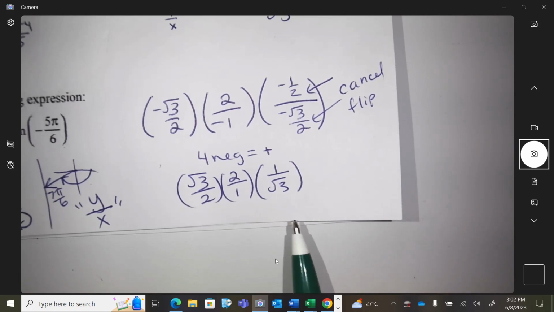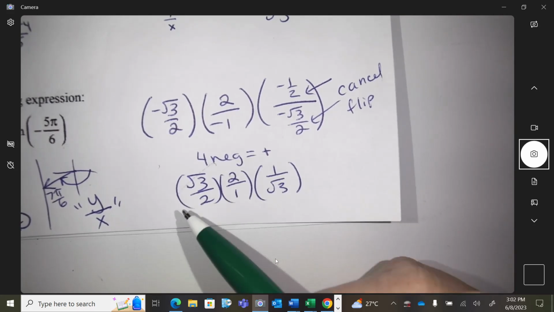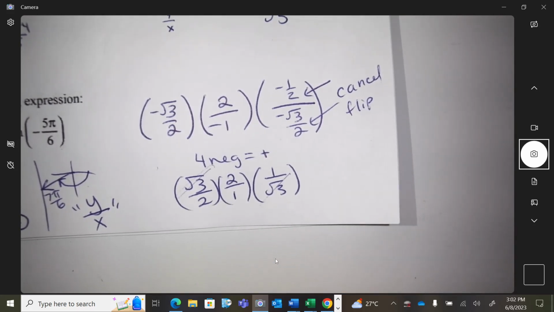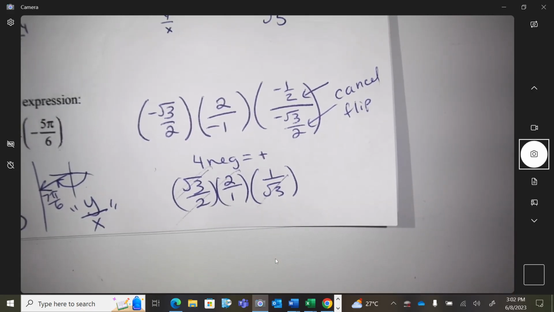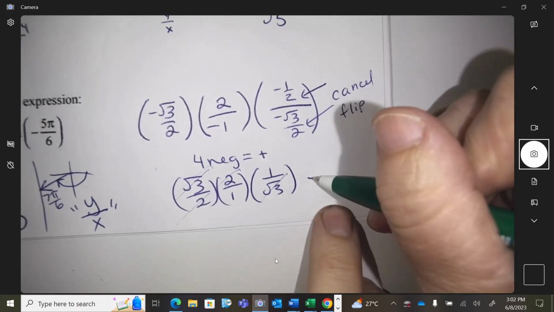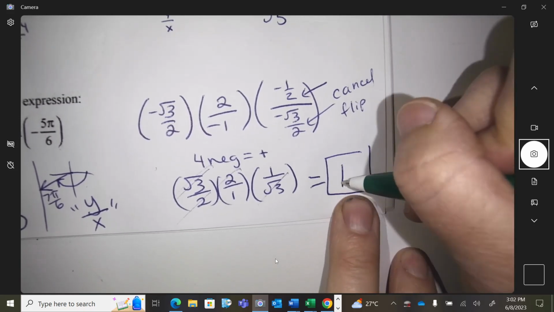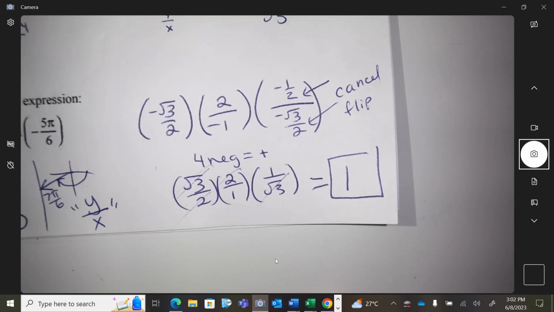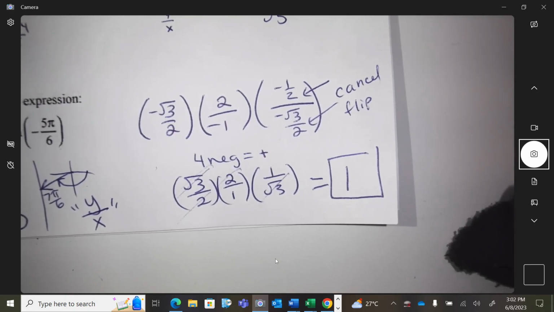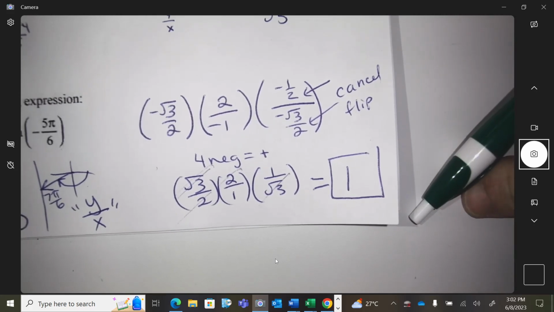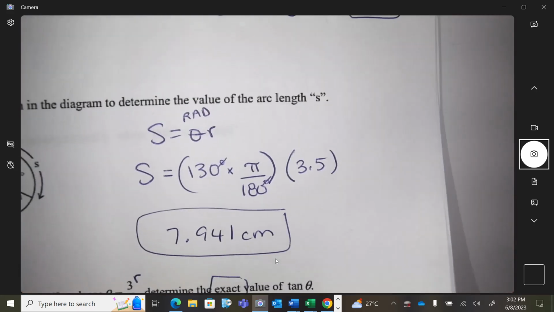Okay, what else here? I'm going to multiply now. Root 3, top, bottom, cancel. Oh, there's a 2, top, bottom, cancel. So what is my final number? The answer to this is 1. Okay, so that had a lot going on. We had to learn how to do recognition of angles. All those letters are coming back.